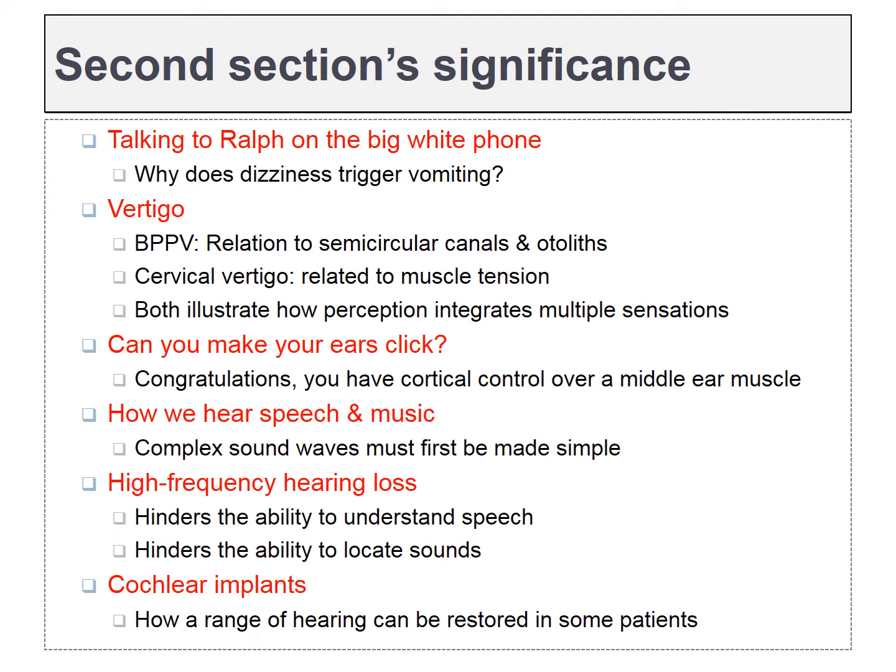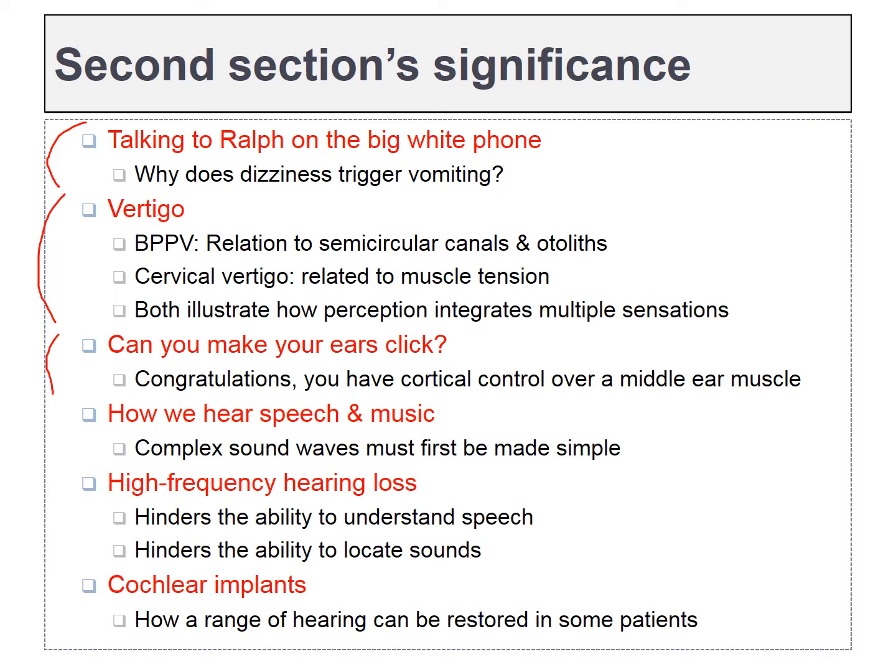Okay, welcome back. In this second part of the lecture, we're going to learn about the ear, and I'll discuss talking to Ralph on the big white phone, and why it is that when we get dizzy, that sometimes makes us want to vomit. We'll talk about a number of different types of vertigo that will help explain different aspects of the physiology of the inner ear.